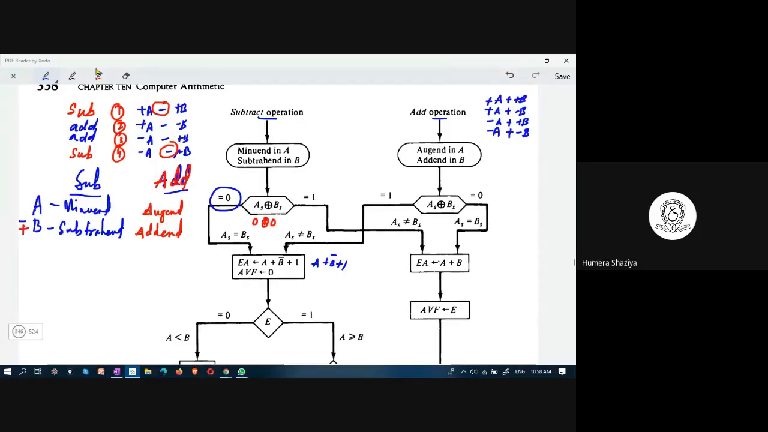When any one sign, either A or B, is minus, the XOR operation would give 1. A is plus means 0, B is minus 1. So 0, 1, it gives 1 XOR. Here A is 1, B is 0. 1, 0, it gives 1 XOR operation. When it is 1, you have to perform addition. Here, you see the flow. It is coming over here, performing addition.